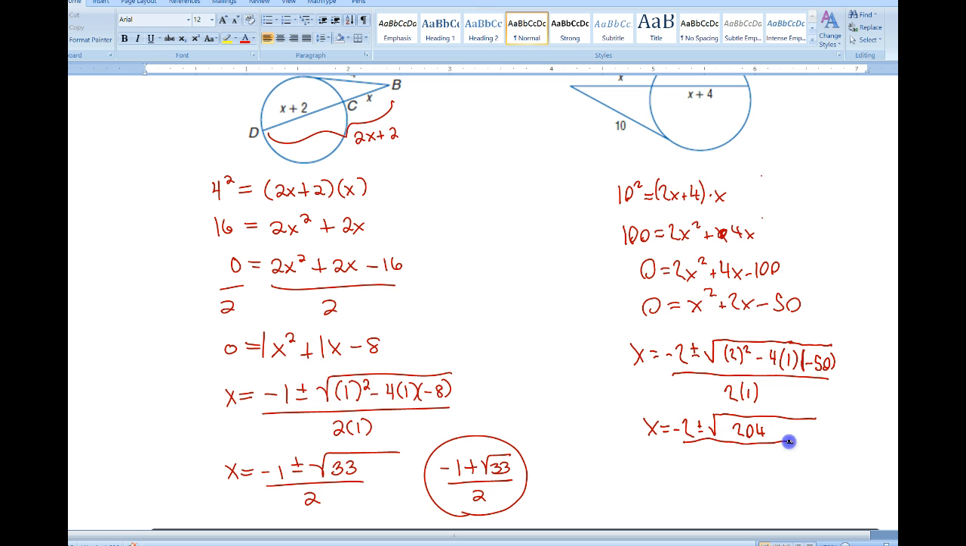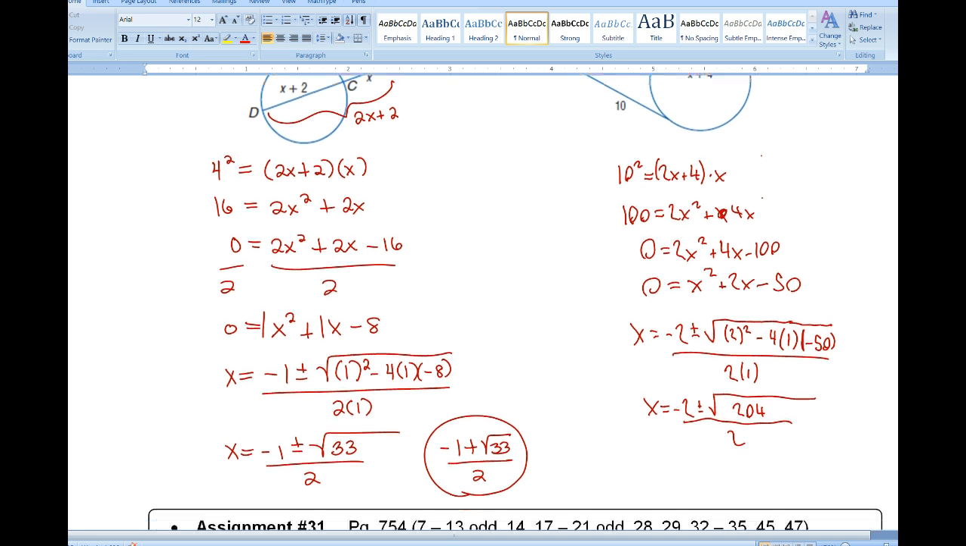All over 2. So it should be negative 1, plus or minus. You can reduce the square root of 204. It's negative to what? I completely regret volunteering for this one. Because then it doesn't look good. So it has to be positive. Now what do we do? Square root of 204. It's just only 4.